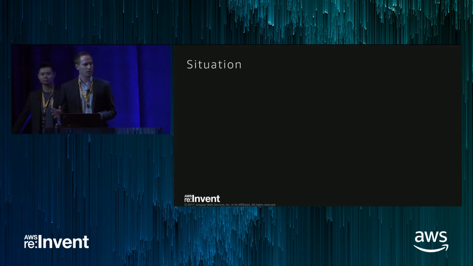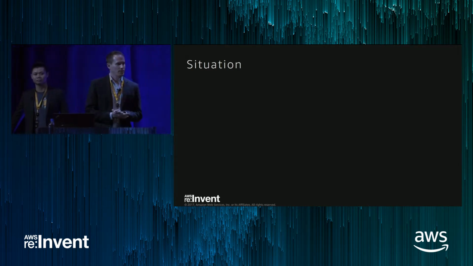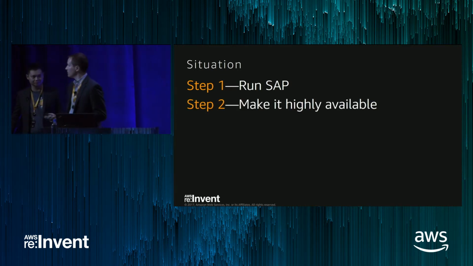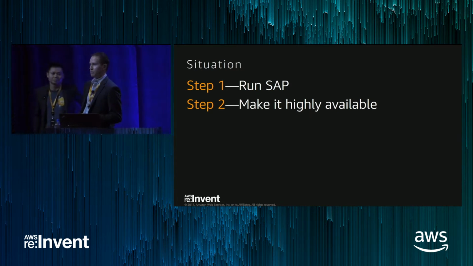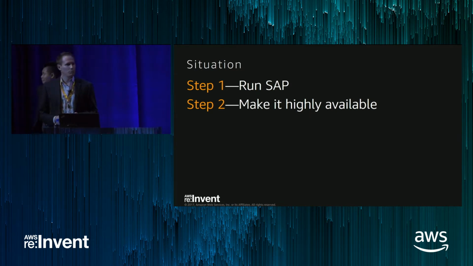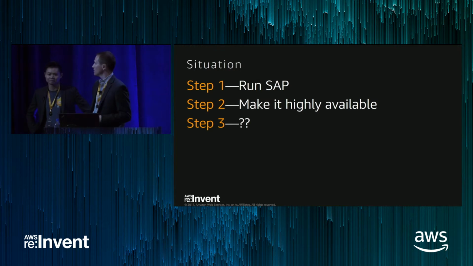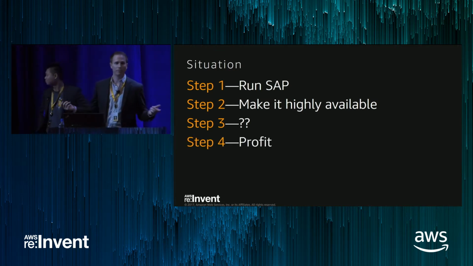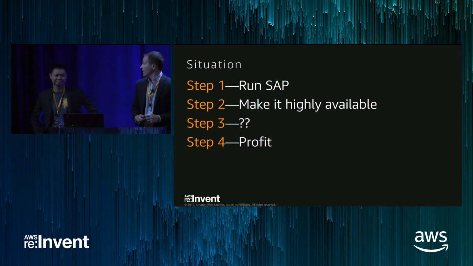I have 4 simple steps, which were taken from a formula I saw in South Park, so you know it's good, to follow on your path to profitability. If you do these 4 steps exactly, profitability is pretty much all but ensured. So step 1, run SAP. It's a good deal. I think most of us are doing that. Step 2, make it highly available. I think probably most of us are doing that in some capacity. Step 3, step 4, profit. So we're already there.